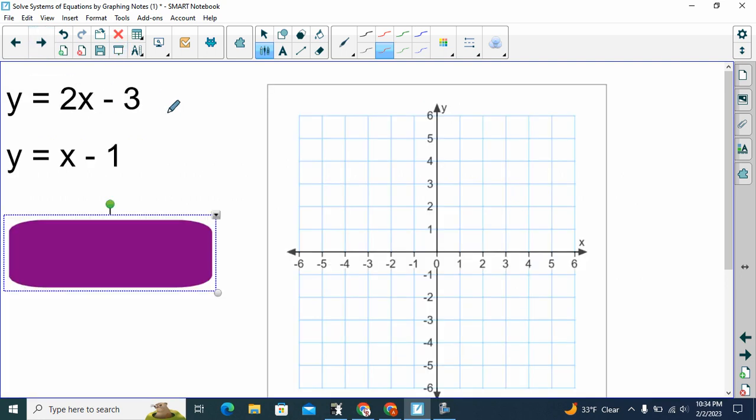So let's try a couple of these. The first one, we are given y equals 2x minus 3 and y equals x minus 1.